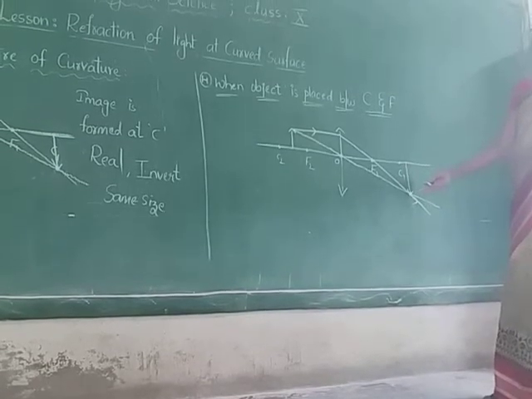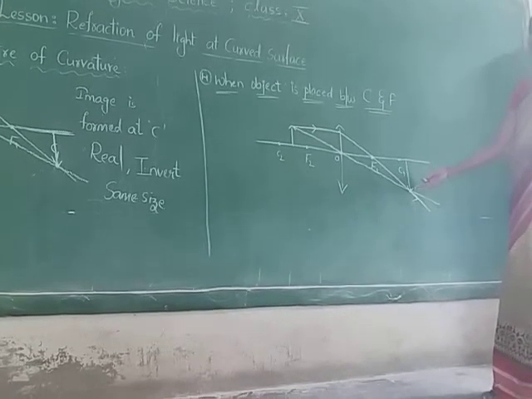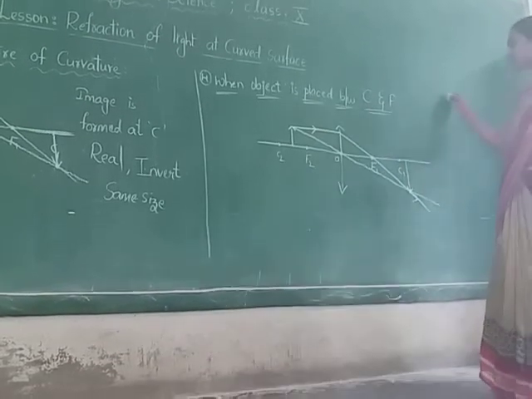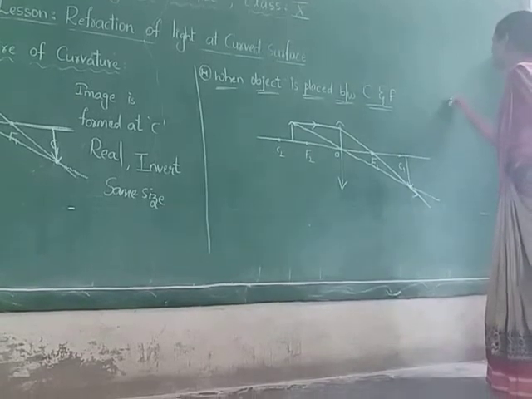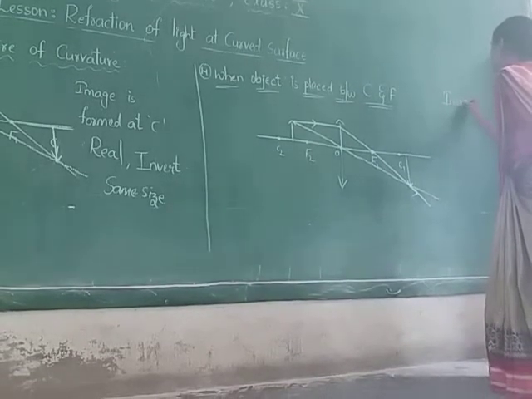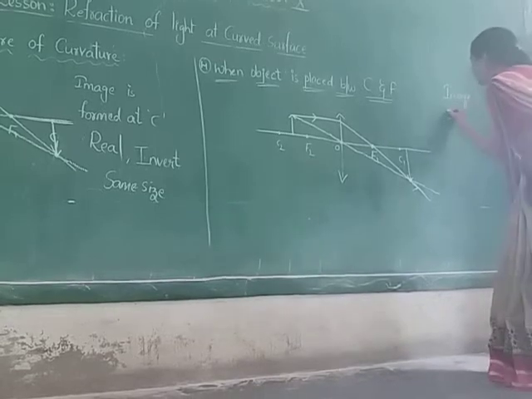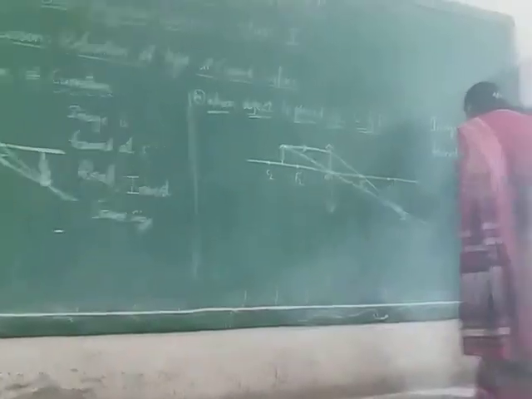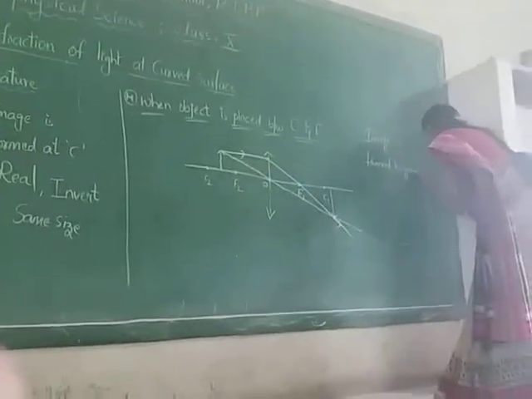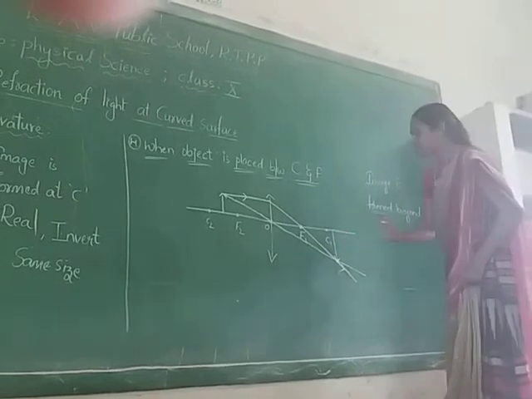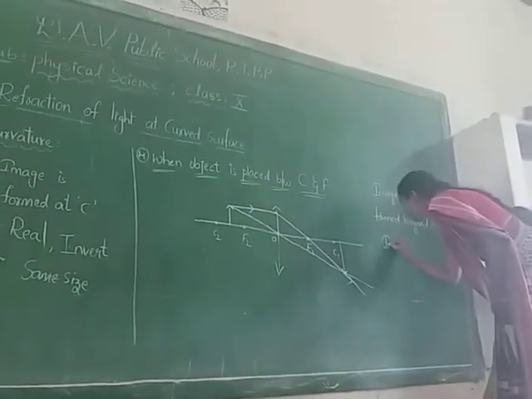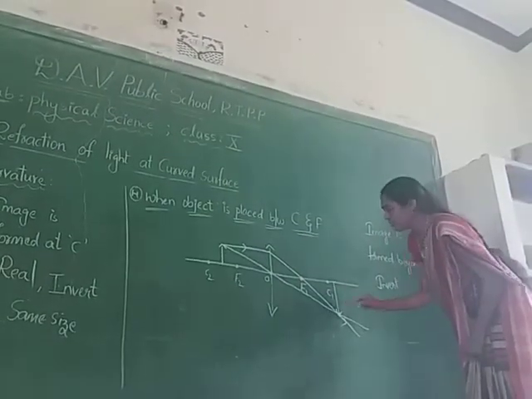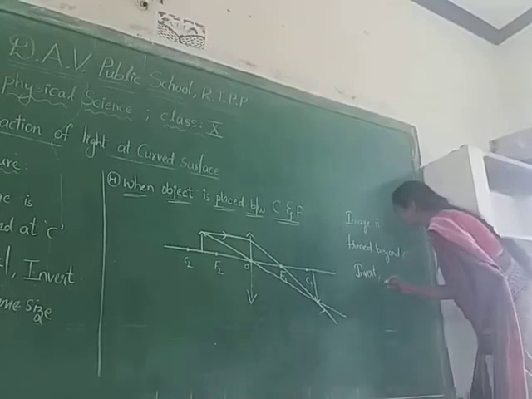And what is the characteristic? Is it real or virtual? Real image, because it is formed due to actual intersection of light rays. Here the image is formed beyond the center of curvature. Beyond the center of curvature, we are getting an inverted image. Inverted means this is upright, upside, this is downward. So, an inverted image and a real image.